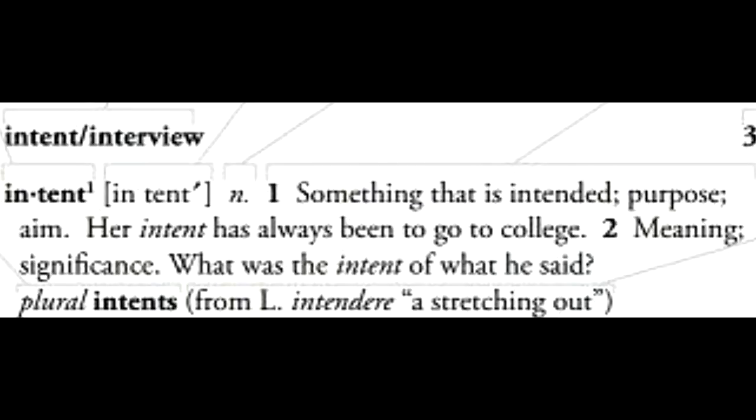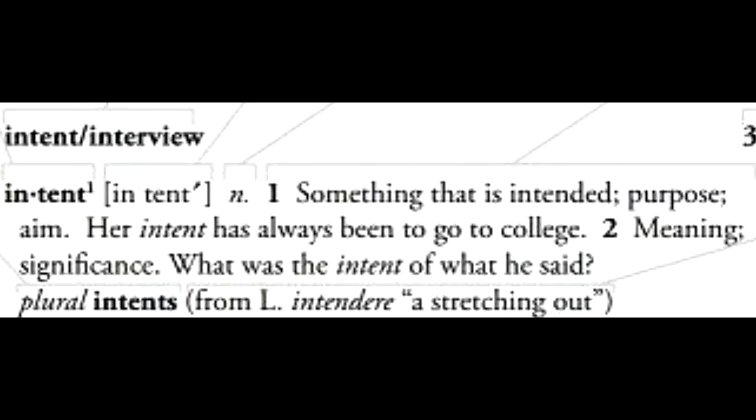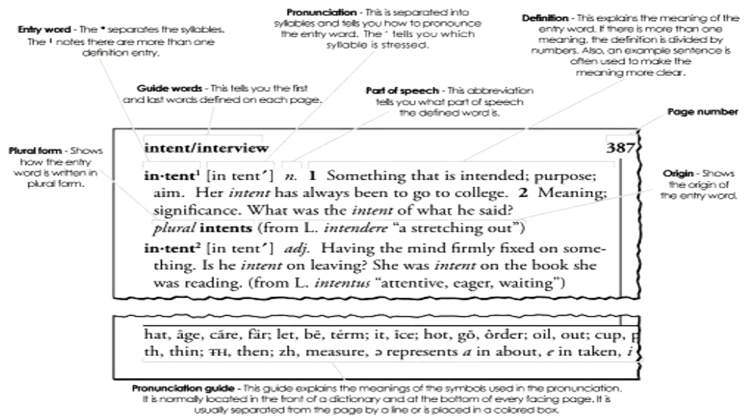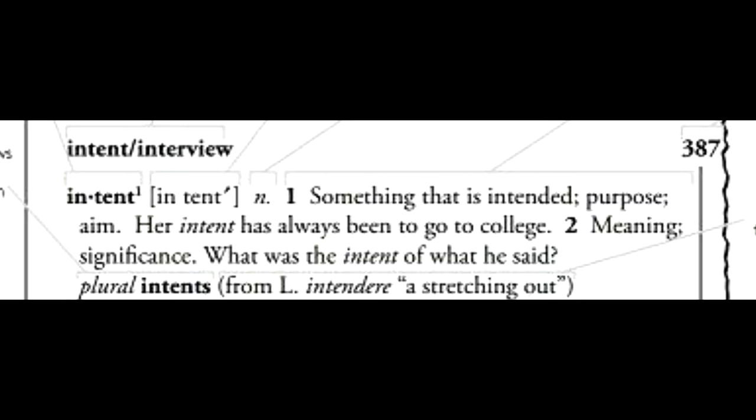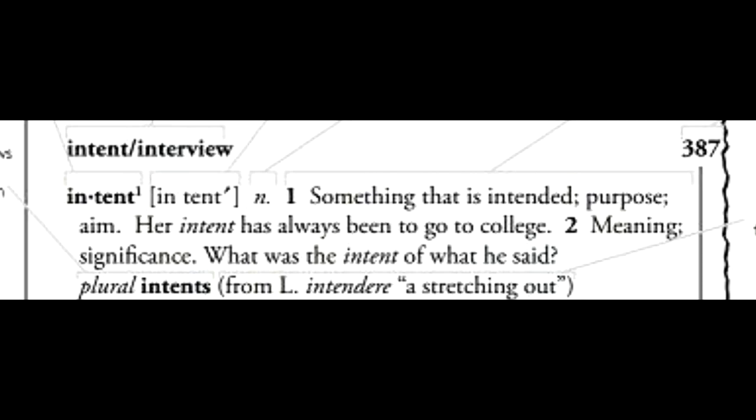After the definition of the word, the plural form is also shown in a dictionary page. It shows how the entry word is written in plural form. So the plural form of the word intent is intents. Beside the entry word's plural form is its origin. This shows where the entry word was derived from. In our example, the entry word intent came from the Latin word intendere, which means a stretching out.